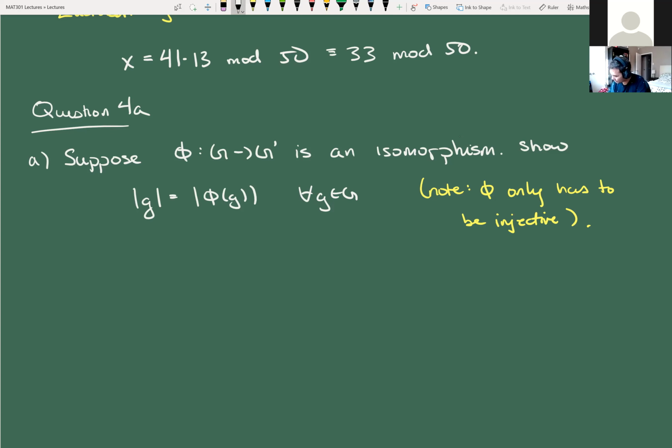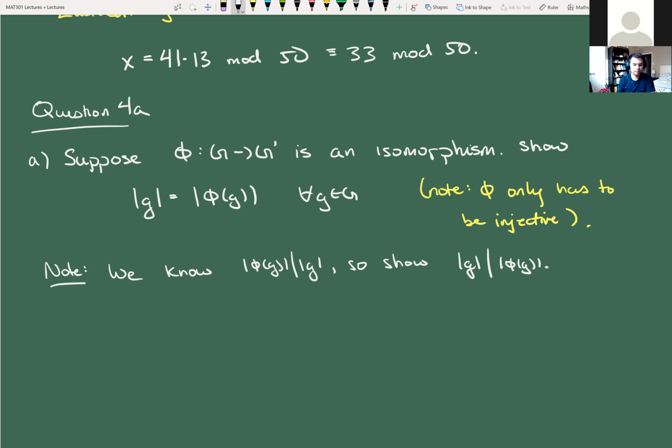So maybe let me write that as a hint. Maybe note number 2. We know that the order of phi of g divides the order of g. So show the other direction. Like that. All right, so 5 minutes and let's see where you get.